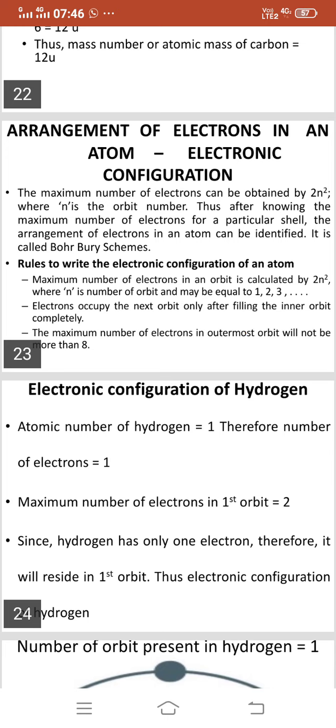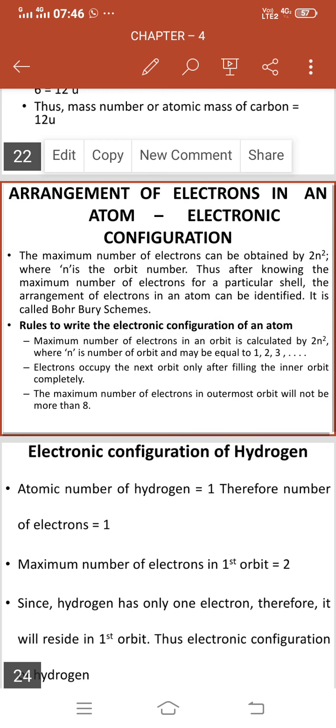Now the rules to write the electronic configuration of an atom. Maximum number of electrons in an orbit is calculated by 2n squared, and n is the number of the orbit and may be equal to 1, 2, 3, and so on. Electrons occupy the next orbit only after filling the inner orbit completely. The maximum number of electrons in the outermost orbit will not be more than 8.